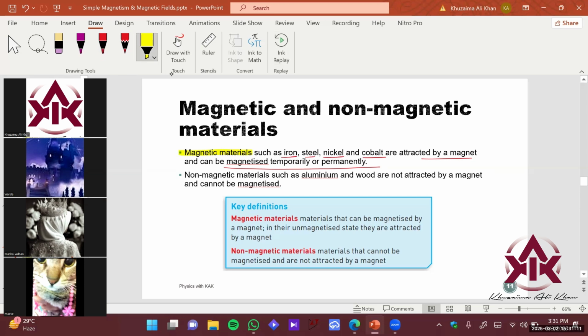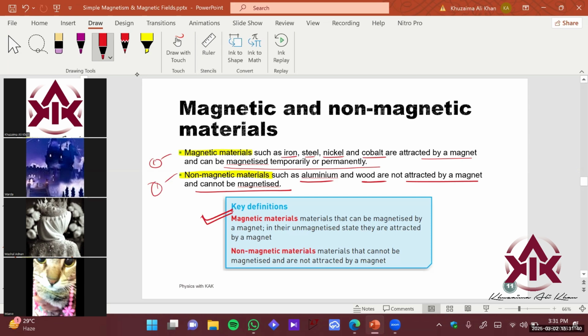Then we have non-magnetic material, okay, which cannot be attracted by a magnet, right? So we have aluminum and wood, right? They cannot be attracted by a magnet and they cannot be magnetized, right? So these are the two definitions which you should know. And it comes for only 1 mark, okay? So they come for 1 mark in your exams, or in the MCQs. So you should know this, okay? This is a summary or definition which should be learned by you guys.